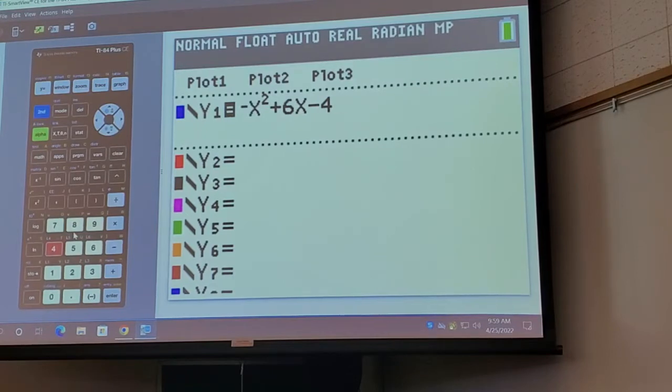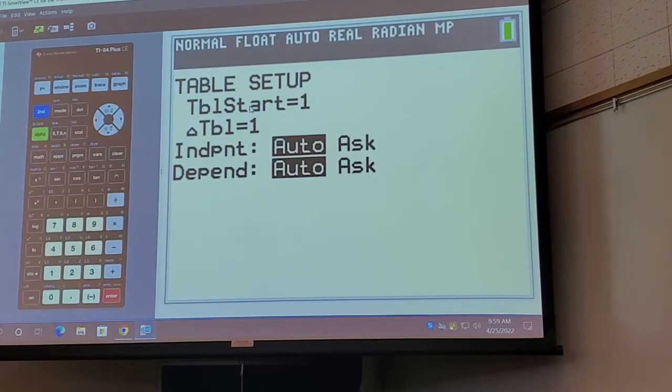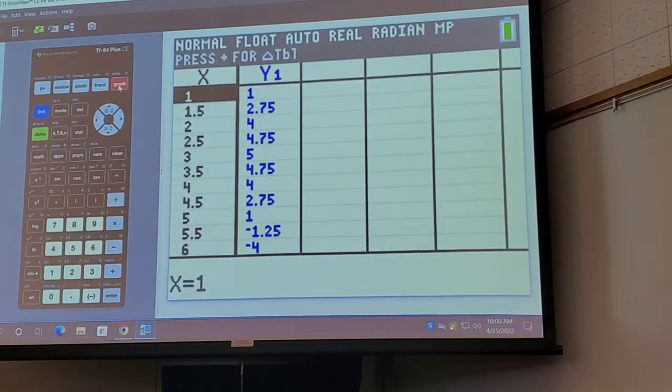Table. And you can be really smart about it. Watch this. See up here, table set. Go to table set. I want to start at 1. You guys agree with me? And now look, delta table is actually delta x. What's delta x again? 1/2. So make this 0.5 or 1/2. So now if we go to my table, look at that. Yes?